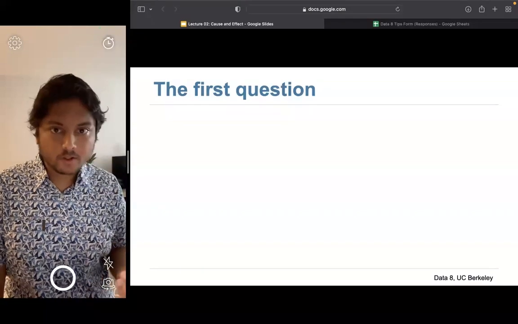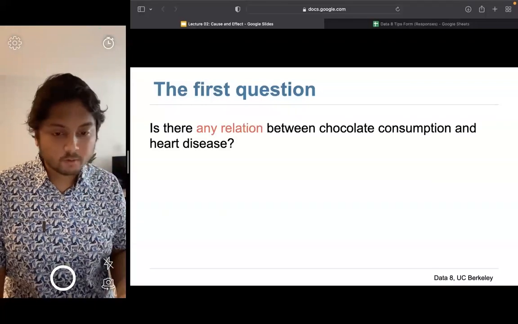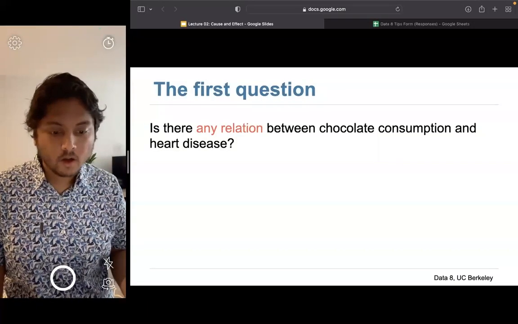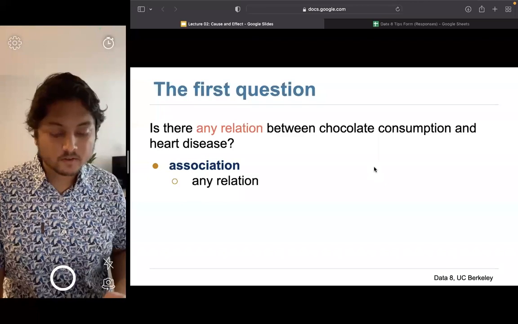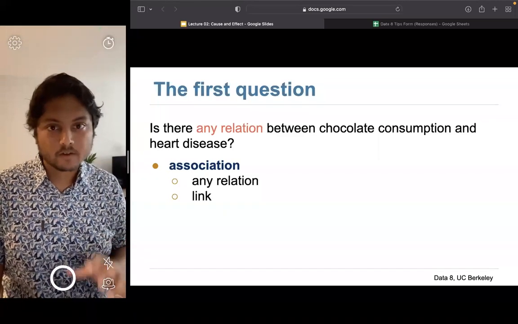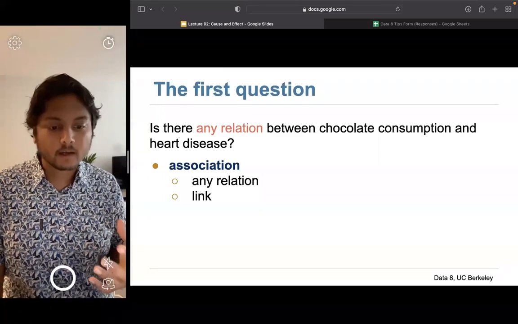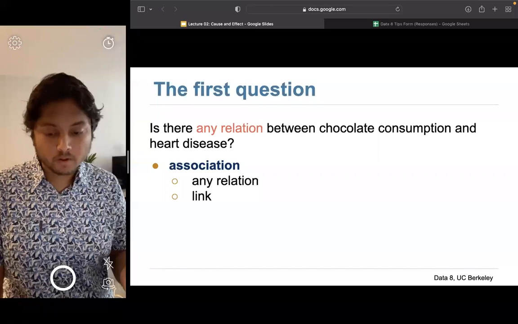And so there's going to be two questions that we're going to try to answer from these studies. So the first question is related to relation. So basically, is there a relation between chocolate consumption and heart disease? And so again, here we're going to call this an association. And this basically just means some sort of relation, any relation really, some sort of link. So this is a pretty soft statement. We're basically saying, is there a relation between chocolate consumption and heart disease based on that report?